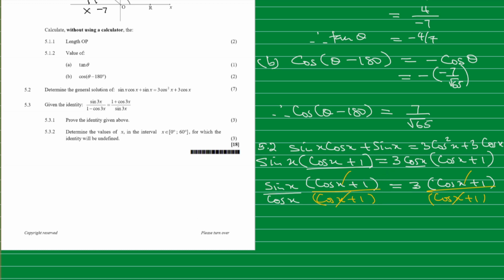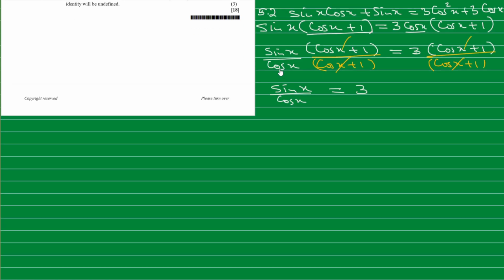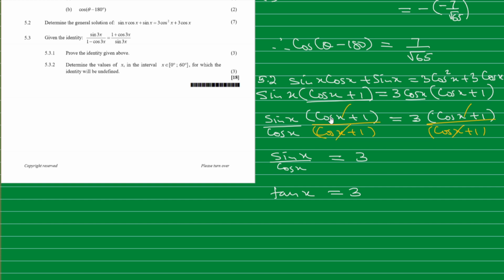So we are now going to have sine x over cos x is equal to, that will give us a 3. This is 3 by 1. Now from identities, sine x over cos x is tan x. So tan x is equal to 3. And remember, we are looking for the general solution.